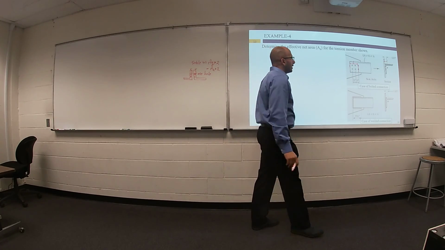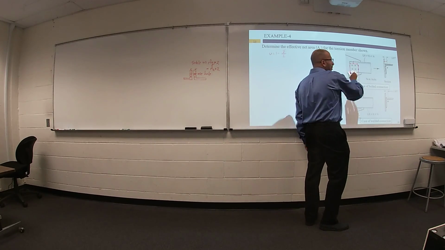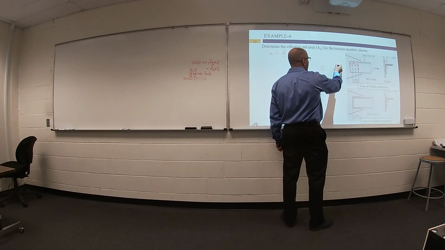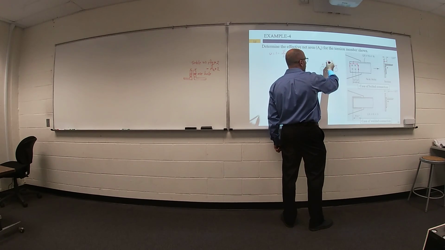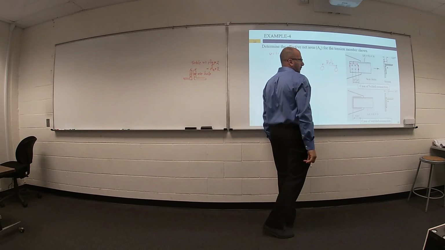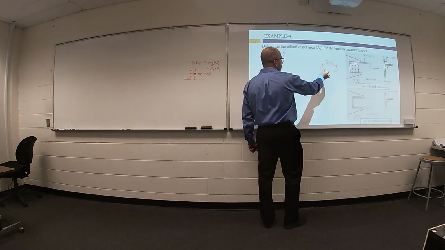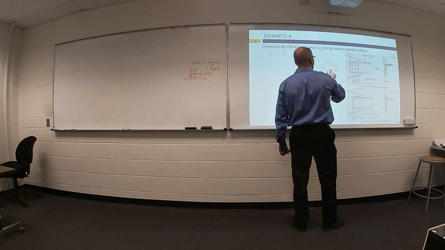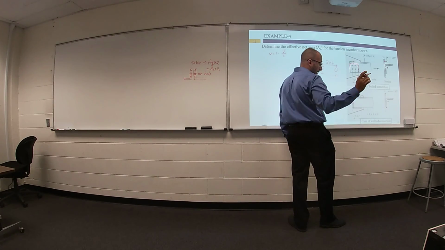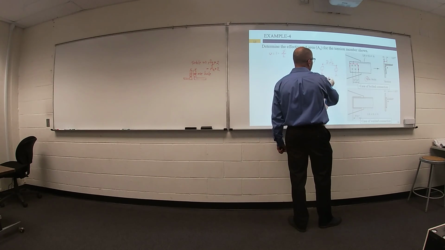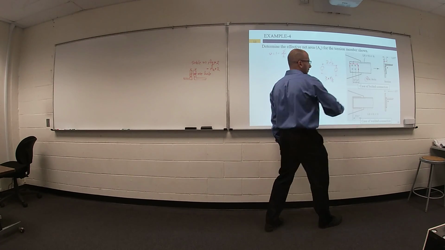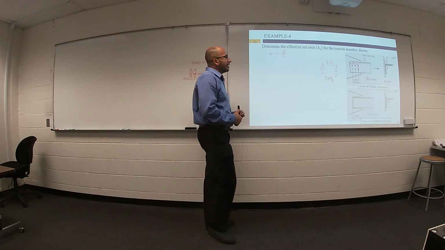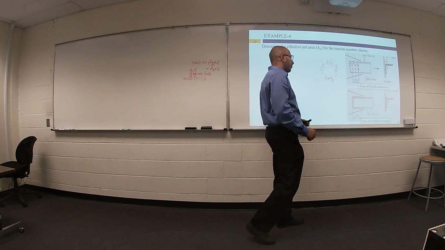Sometimes, like in homework, this distance is not given from here to here. You can assume the distance from center line to center line of each bolt is 3 diameters of bolt. What is the diameter of your bolt? 5/8. So this distance can be assumed if it's not given: 3 times 5/8. Okay? We will cover this in more detail in connections after exam 1.